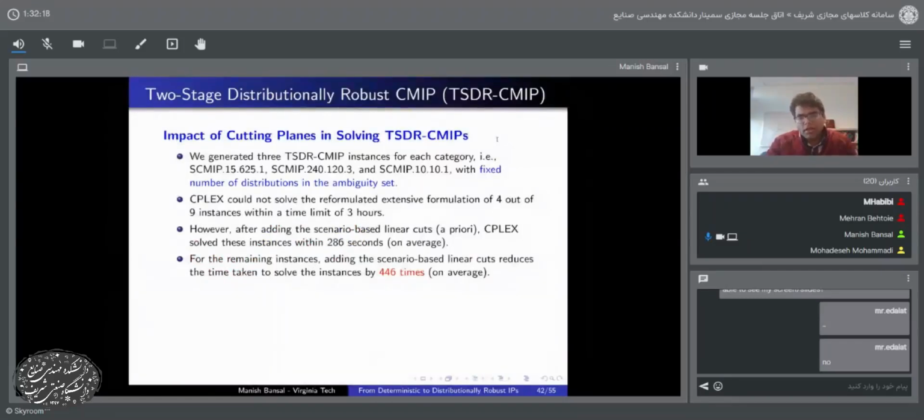We also saw we can add these cutting planes for distributionally robust conic mixed integer programs as well. For computational experiments, we assume that the number of distributions in the ambiguity set is fixed. We observed that Cplex was not able to solve 4 out of 9 instances within a time limit of 3 hours. But after adding these cuts, Cplex solved these instances in 286 seconds, which reduces the time taken to solve the instances by 446 times on average.